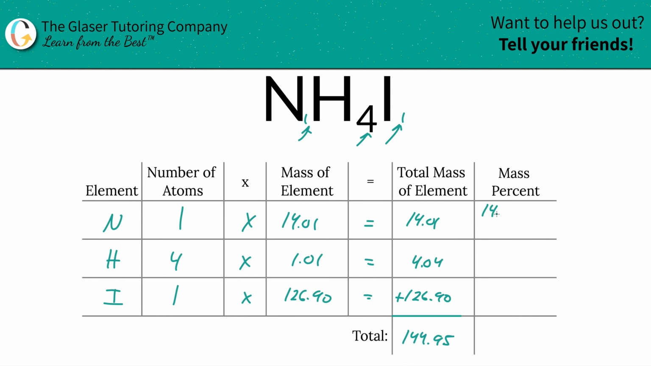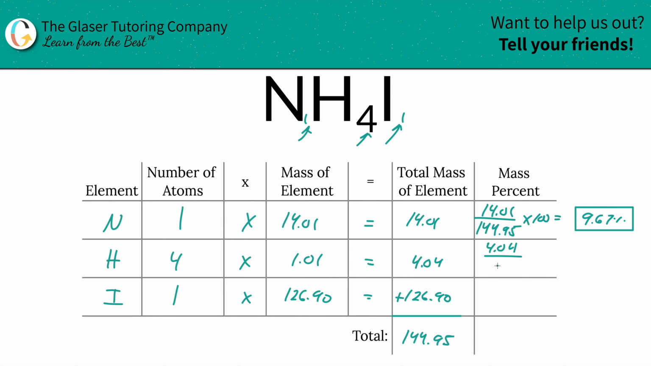Total mass of that nitrogen, 14.01, divided by the total mass of the entire compound, 144.95, and multiply that by 100. You're going to find your percent of nitrogen, 9.67%. That is a simple percent calculation. It is simply part over whole times 100, and this table gives us beautiful structure to figure that out.